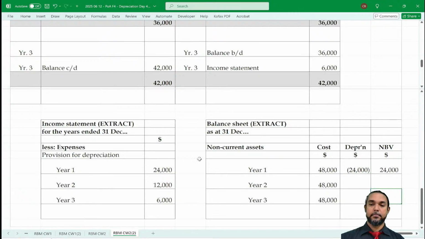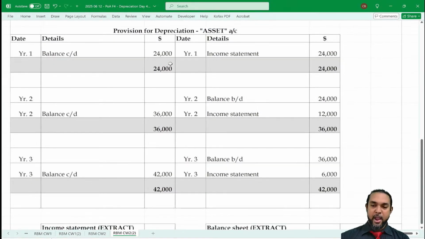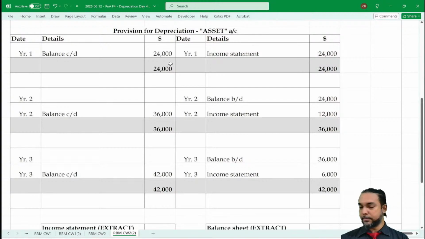All right, no problems. So what I'll do is I'll leave this up here. I'll give you a minute or two. Correct that.